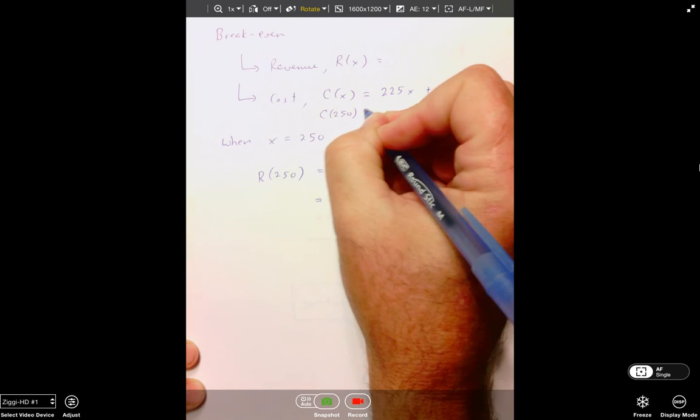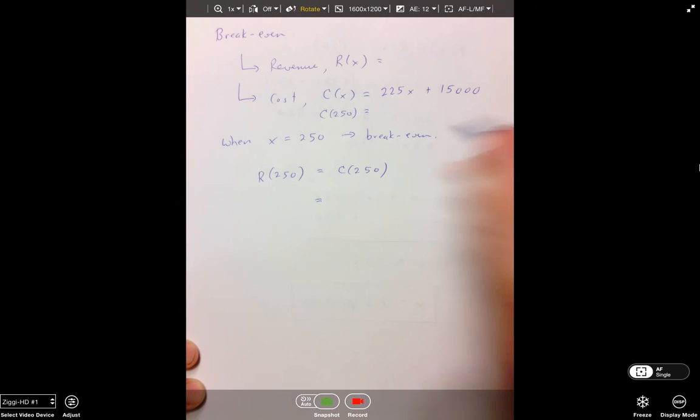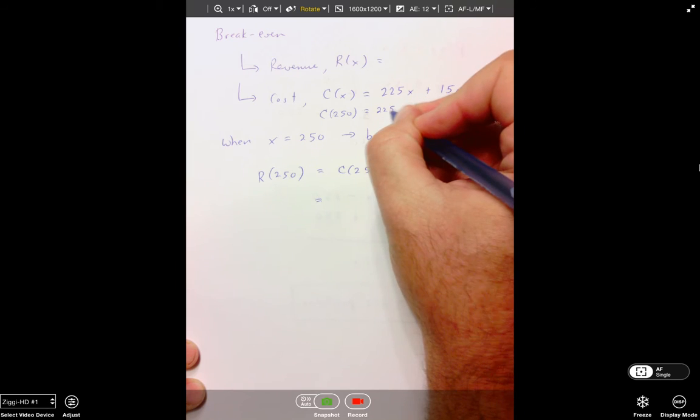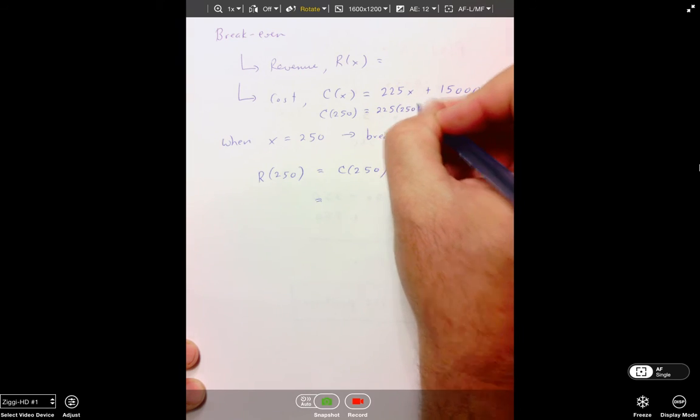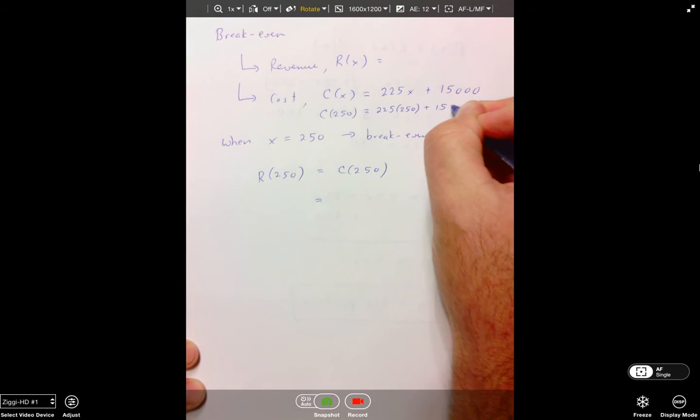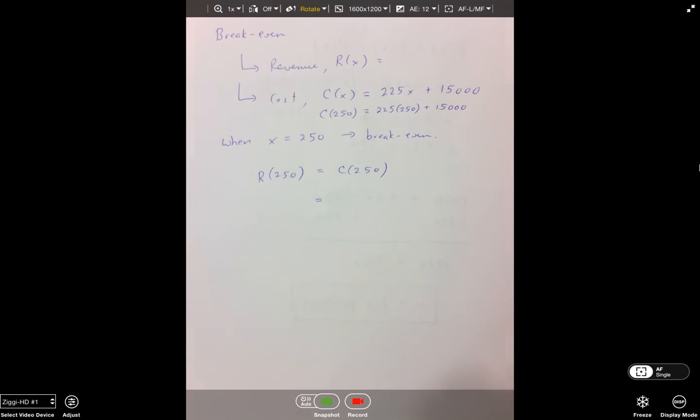Now over here, I can get more information because I know that C of 250 can be found by taking 225 times 250 plus 15,000. So I'm just going to put that in my calculator. I'm not going to show you the calculator in this situation, but I'm going to type it in, and I get the answer 71,250.